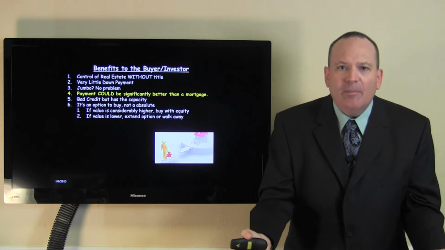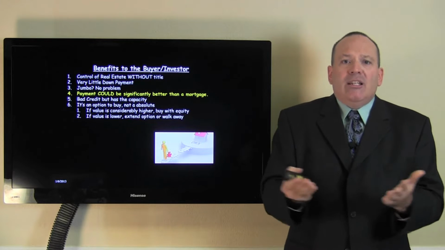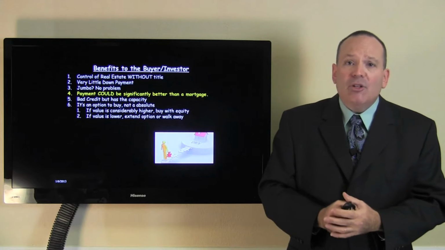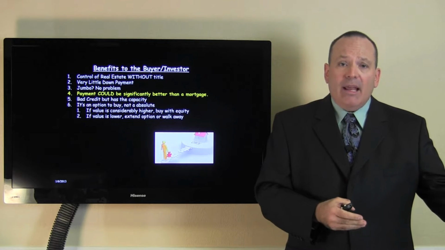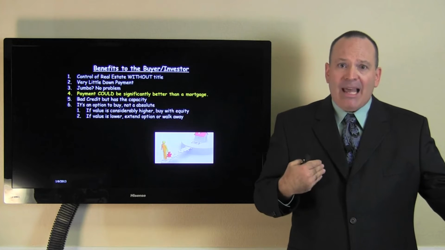They don't have to lose their down payment. They can choose to continue to make the payment and extend their option. They can walk away if they want. They don't get their down payment back because it's a down payment, not a deposit.